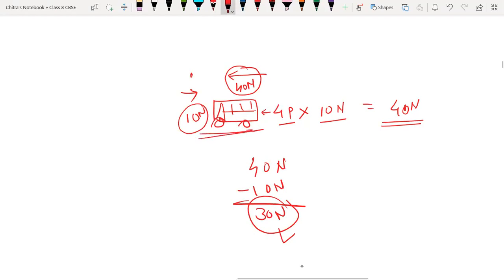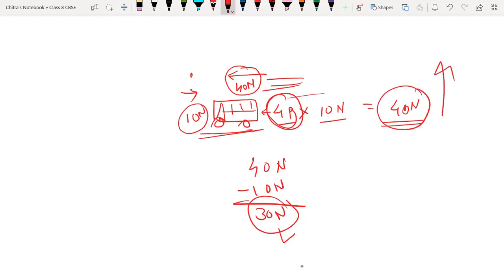Okay. So here we are discussing only the magnitude. See, if 4 persons are applying force in the same direction, their magnitude of total force will increase. But if a person applies force from the opposite direction, then the magnitude is going to decrease. That we had to discuss only.